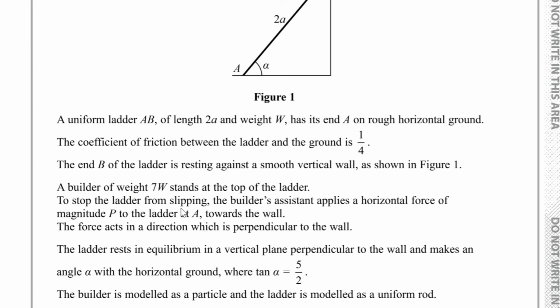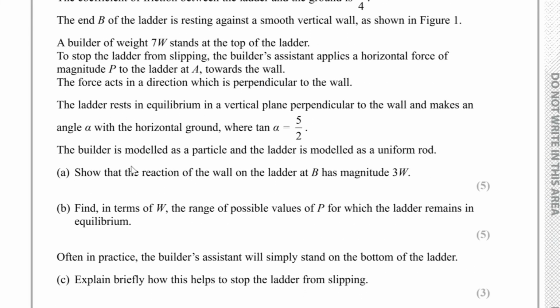To stop the ladder from slipping, the builder's assistant applies a horizontal force of magnitude P to the ladder at A towards the wall. The force acts in a direction which is perpendicular to the wall. The ladder rests in equilibrium in a vertical plane perpendicular to the wall and makes an angle alpha with the horizontal ground where tan alpha equals 5/2. The builder is modelled as a particle and the ladder is modelled as a uniform rod. For part a, we have to show that the reaction of the wall on the ladder at B has magnitude 3W.